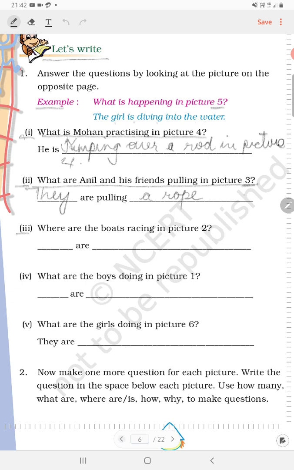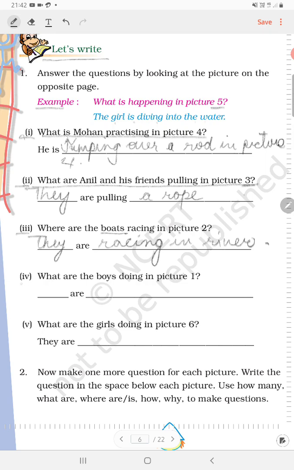Now, where are the boats racing in picture 2? They are racing in the river. Boats are plural, so we write they are racing in the river.